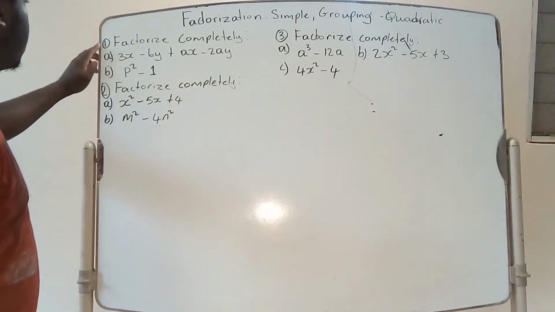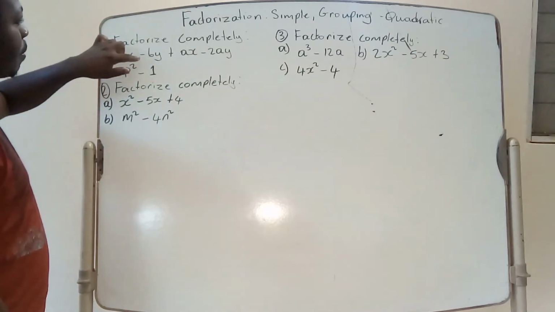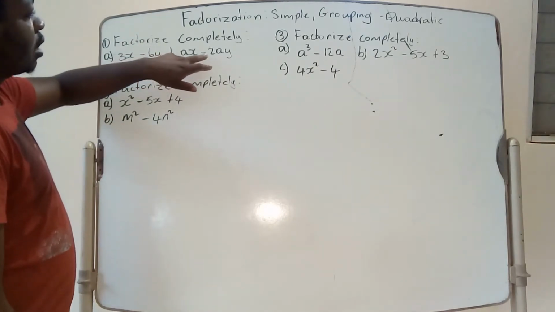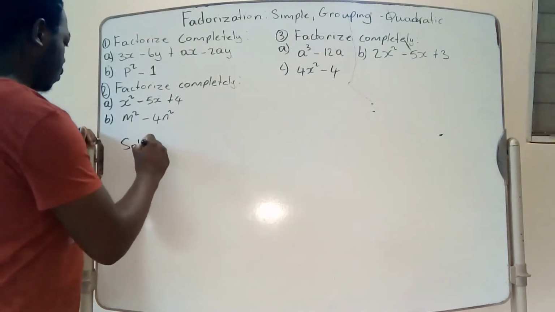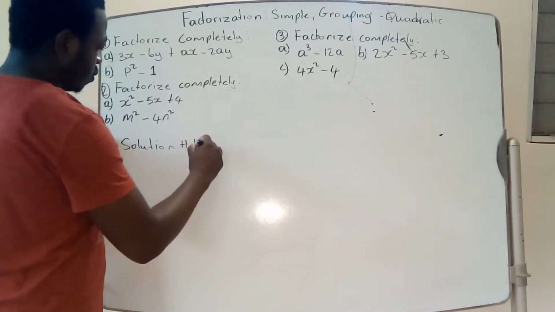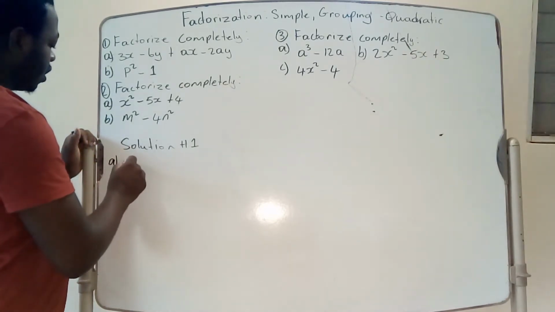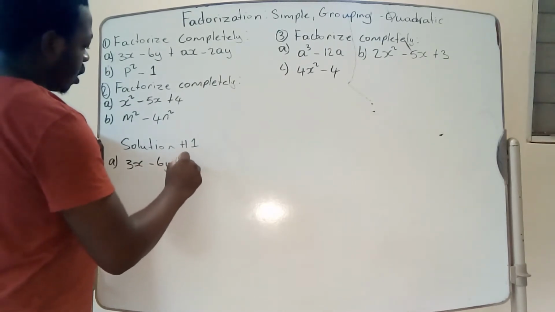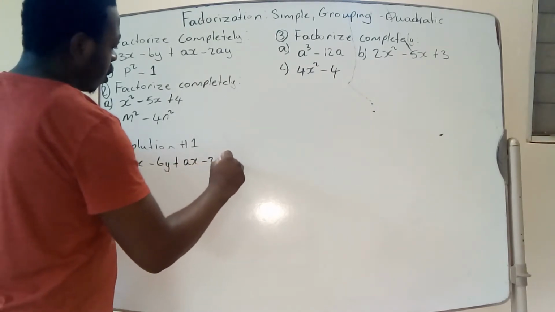Question number 1. Factorize completely. Part A, 3x minus 6y plus ax minus 2ay, right? So we know they want us to factorize 3x minus 6y plus ax minus 2ay.